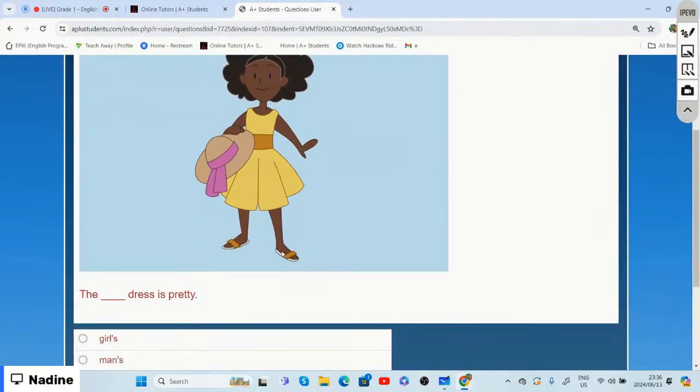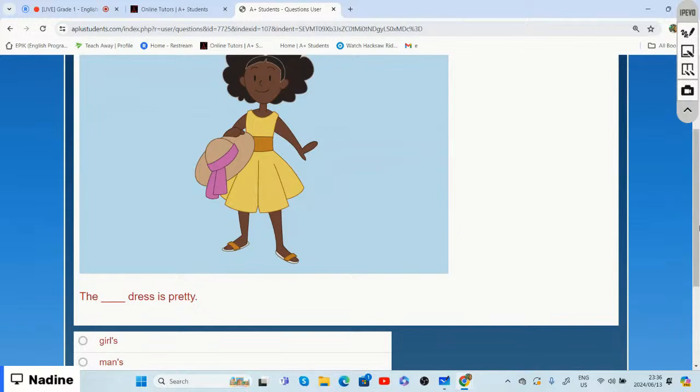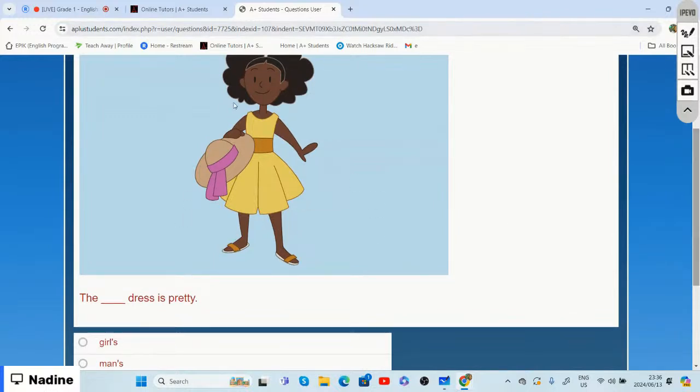All right, if we look at this picture, it says, is it the girl's dress is pretty, or is it the man's dress is pretty? Whose dress is pretty? The girl's dress is pretty, or the man's dress is pretty? If you look at this picture, whose dress is pretty? Is it the girl's dress is pretty, or the man's dress is pretty?